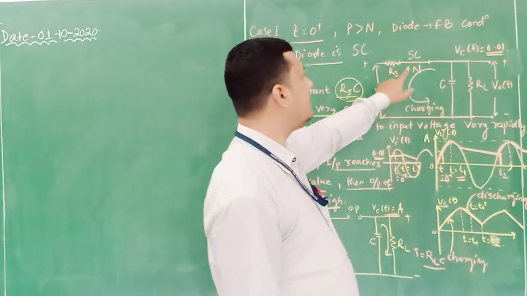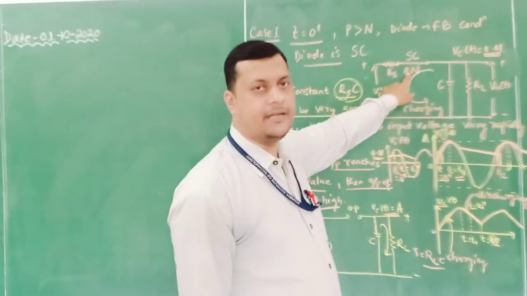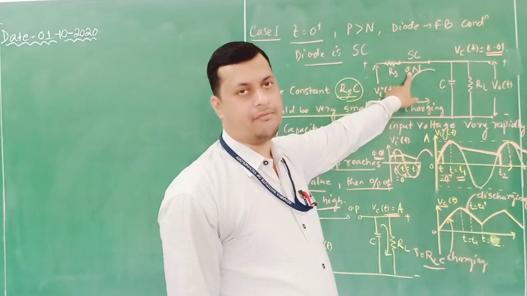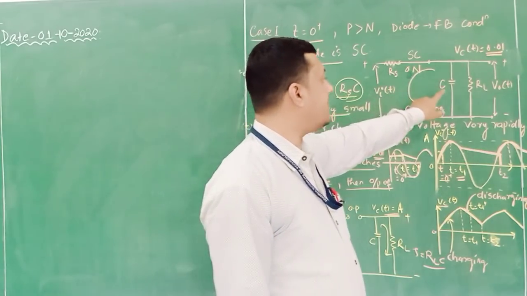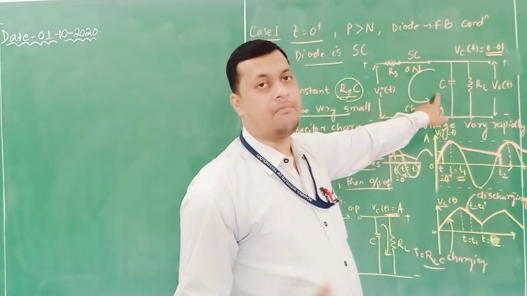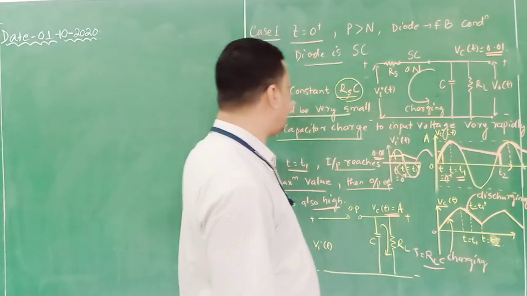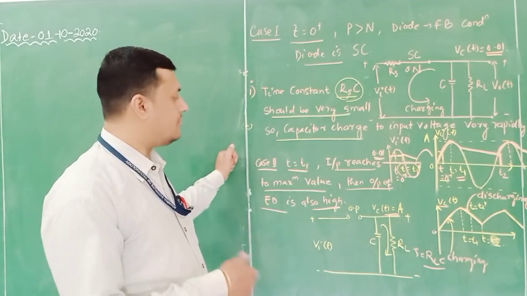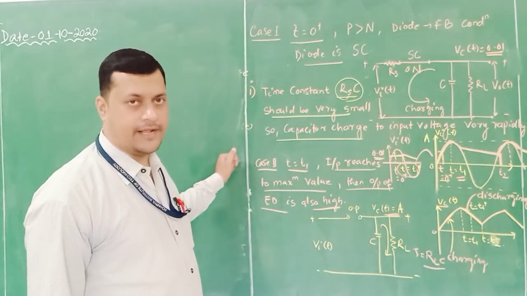Why? Because here we are using a nonlinear element called a diode, and the diode will rectify only the positive half component, and due to the presence of this R and C, the discharging and charging plays a vital role. I have already explained this, but once again I will explain it for the continuation of what I will do today.